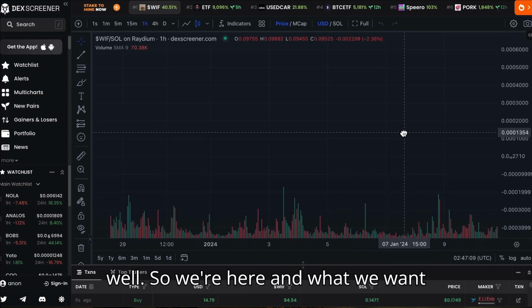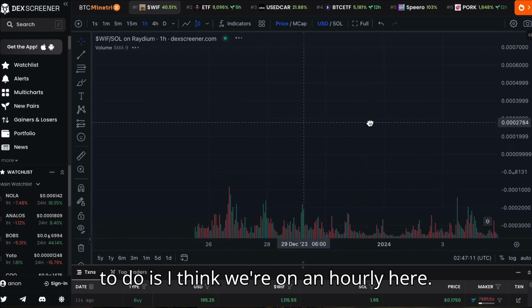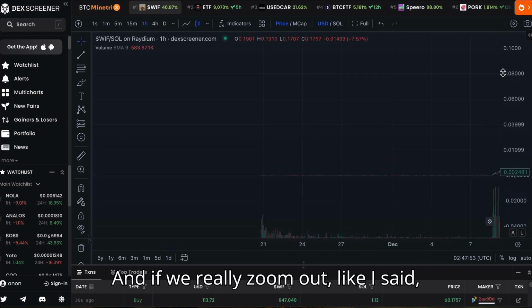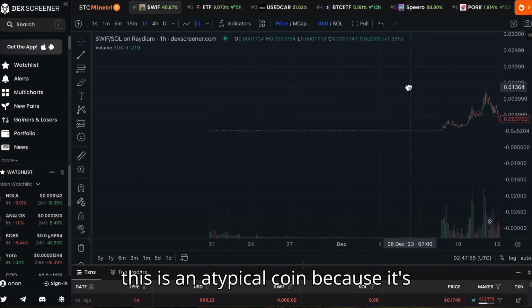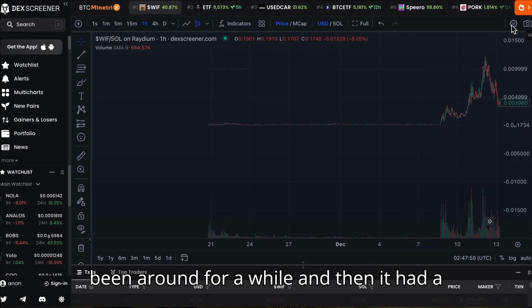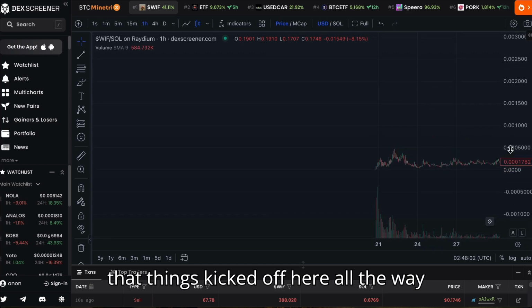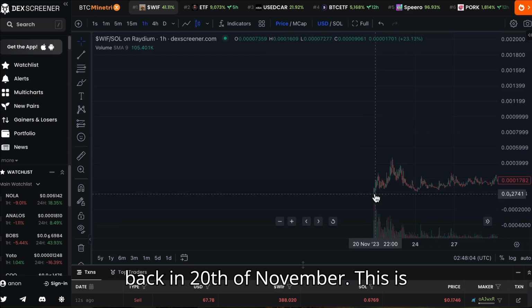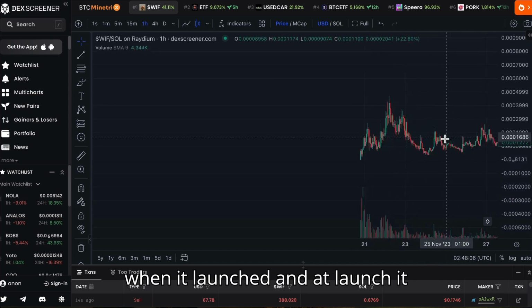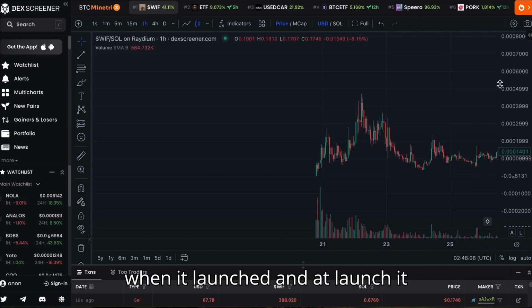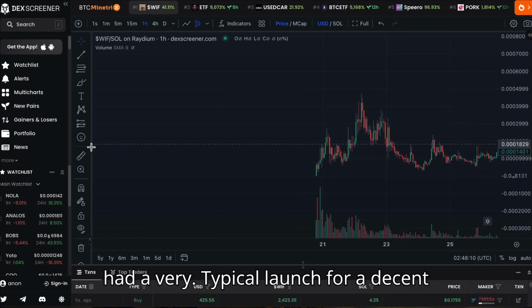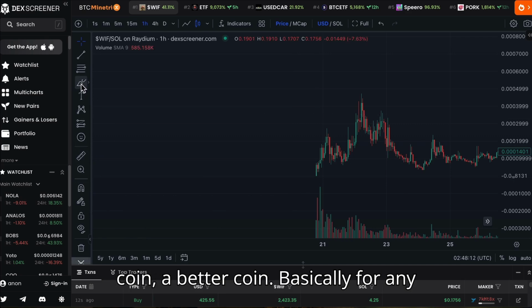So we're here. And what we want to do is, I think we're on an hourly here. And if we really zoom out, like I said, this is an atypical coin because it's been around for a while and then it had a pump. If you really zoom out, you can see that things kicked off here all the way back on 20th of November. This is when it launched. And at launch, it had a very typical launch for a decent coin, a better coin.